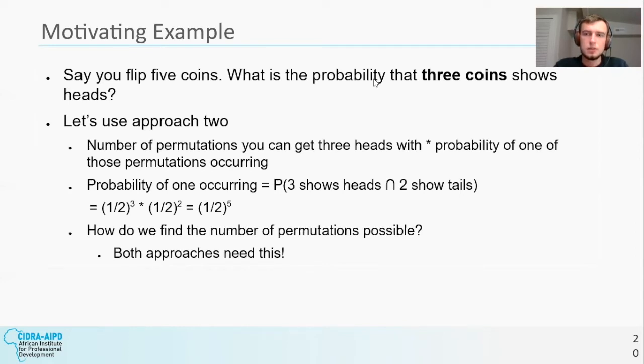All right, so that's one part of our formula down. Now we need to figure out how many permutations you can get 3 heads with. Both approaches hit this bottleneck, and we don't really have an easy way of doing this. We could go the super painstaking way of writing out each possible outcome in our sample space and counting how many satisfy our requirements. We could do that here, but what if we have 100 coins? That's just terrible. No one wants to do that.